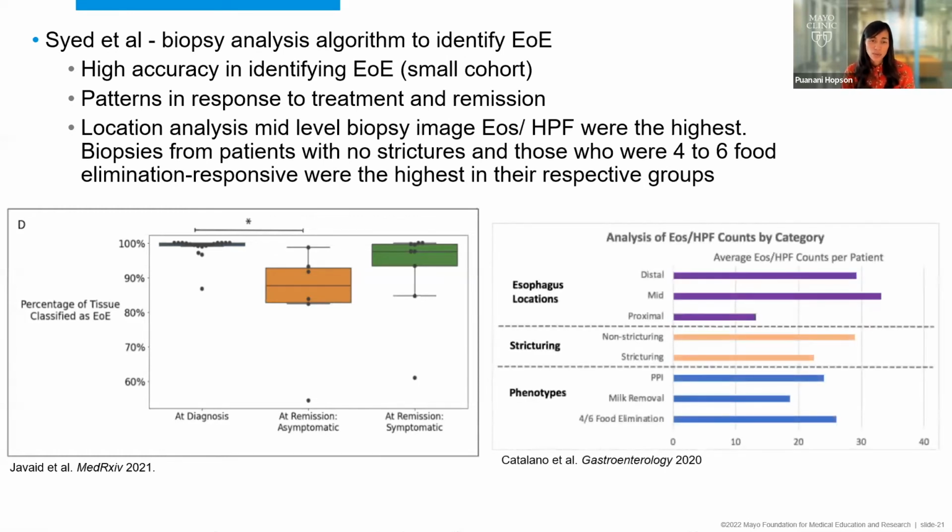And within this, they were able to find unique patterns. Specifically, when we biopsy different areas of the esophagus, the distal, the middle, and the proximal areas, the middle actually had the highest eosinophil count. Those with strictures and non-stricturing disease also had a different amount of eosinophils. And those that responded to a 6-food elimination diet also had a slightly higher eosinophil count.